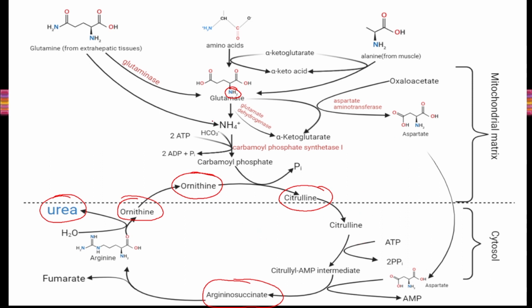So these are the reactions that are going to be catalyzed in the mitochondria, and these are the reactions that are going to be synthesized in the cytosol, and ultimately it is going to produce urea, and urea is a water soluble product. So it is going to be solubilized in water, and that's how it is going to be excreted out in the form of urine.